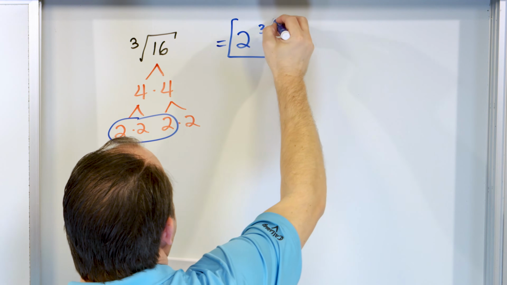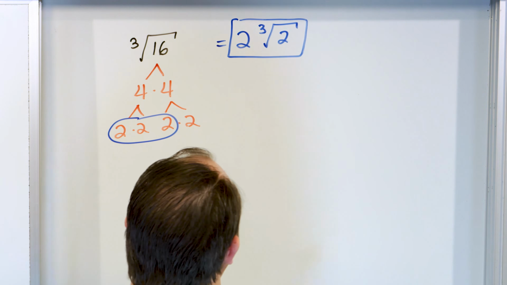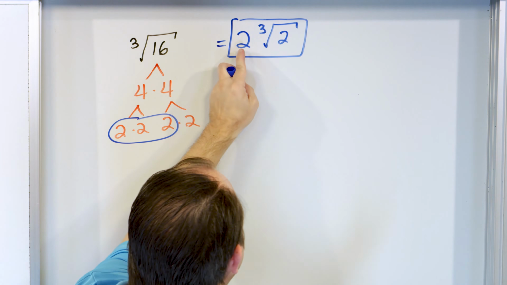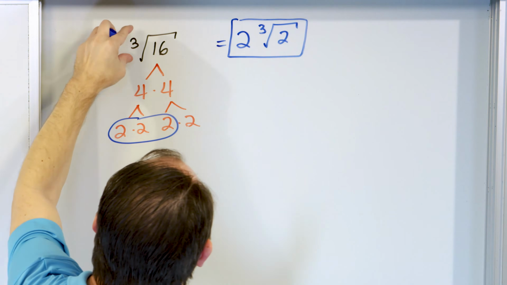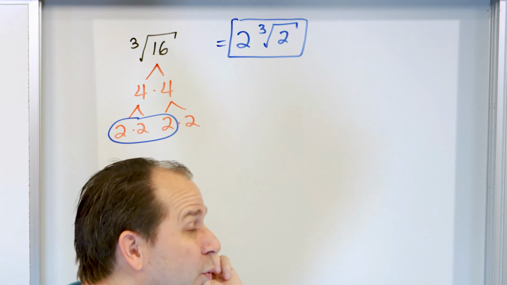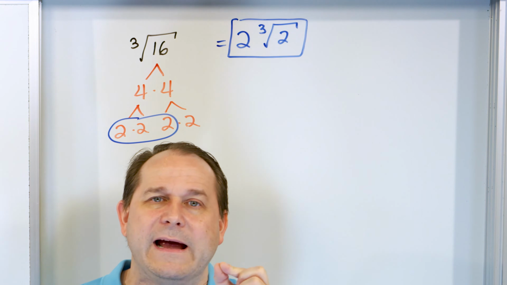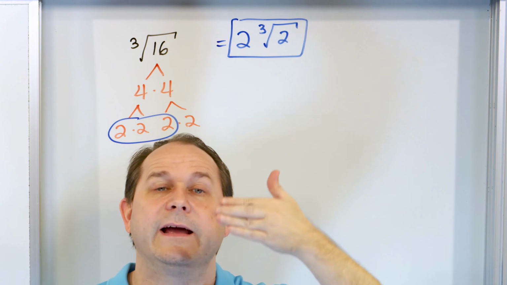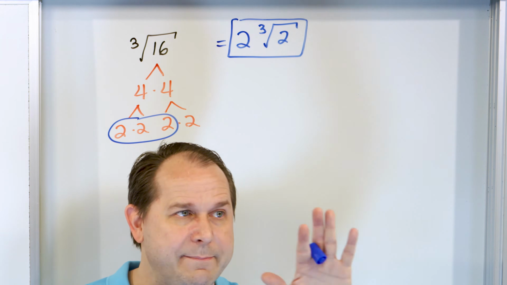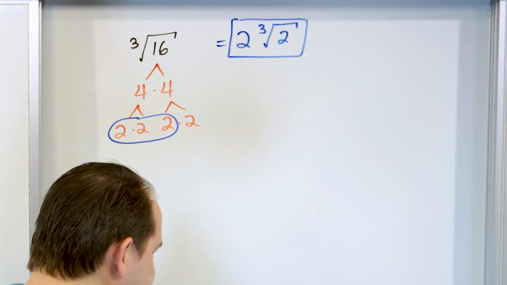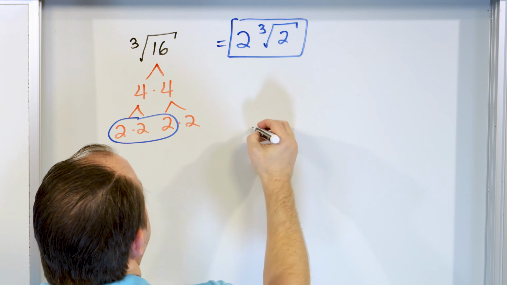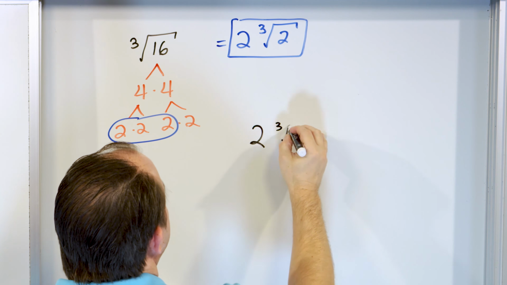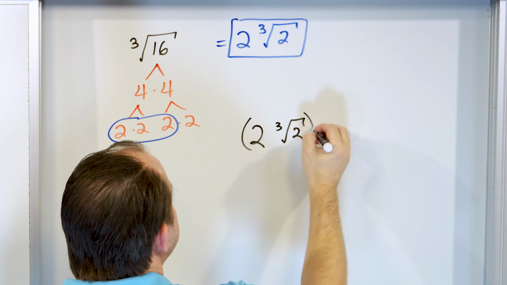If you go to a calculator and you ask it what the cube root of 2 is, it'll give you a decimal. You multiply that by 2, you'll get another decimal. That will be the decimal answer of this cube root. Now remember, with a cube root, you check it by taking the answer and multiplying it times itself. You have 3 copies, you multiply it times itself. So what we have to do to check this is take 2 times the cube root of 2, and we have to cube it.